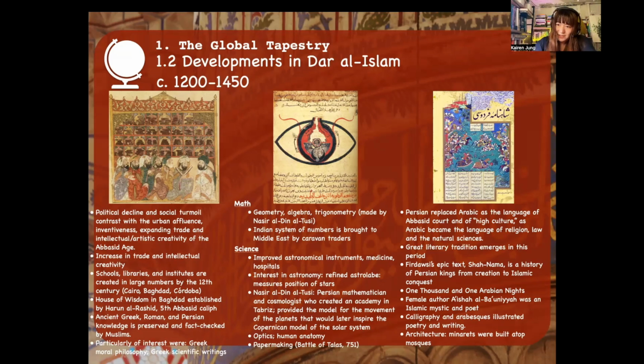Persian replaced Arabic as the language of the Abbasid court after the Buyids gained power, and so it became the language of high culture, and Arabic became the language of religion, law, and the natural sciences. So there's that little divide there.